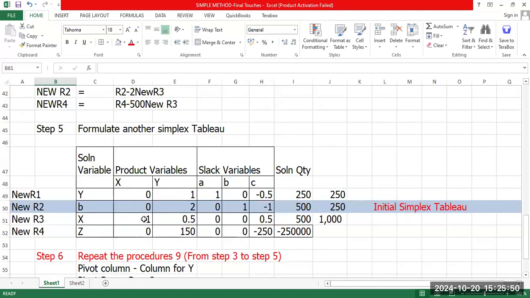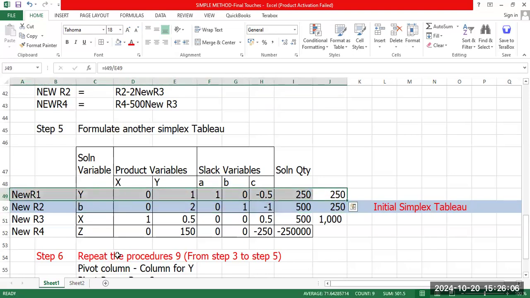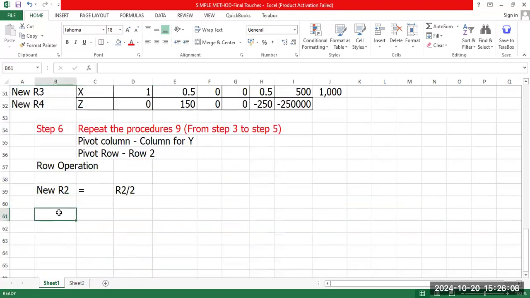You find that the meeting point is 0. The meeting point is 0, then you need to now, if you have, let's say here 253, you consider that one as your pivot row. Okay.